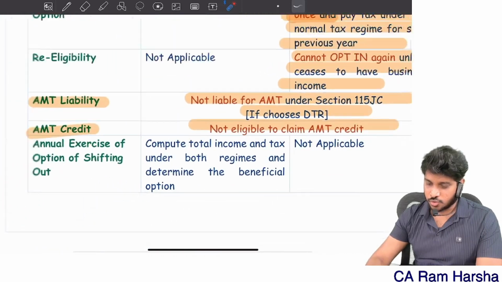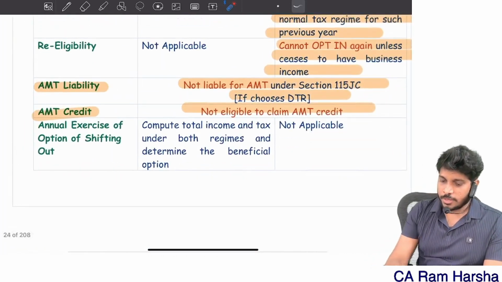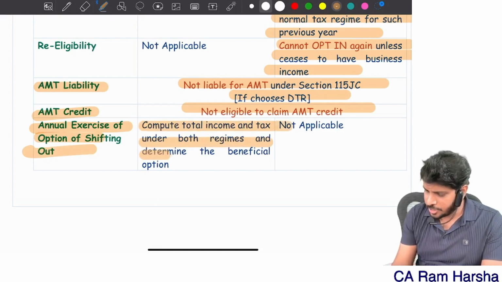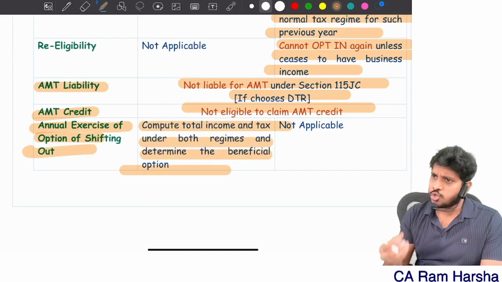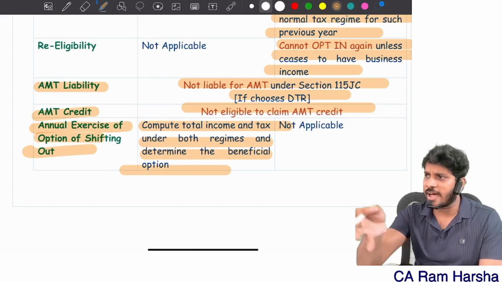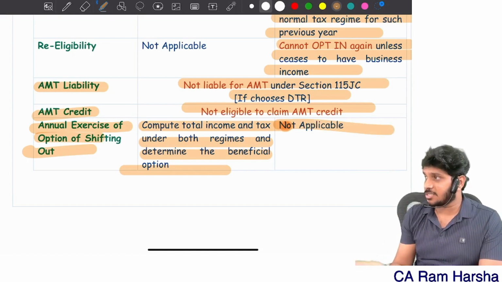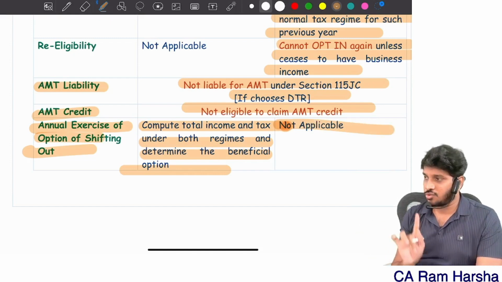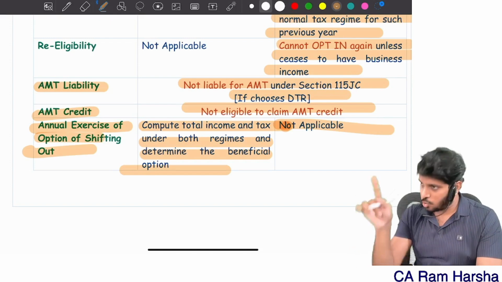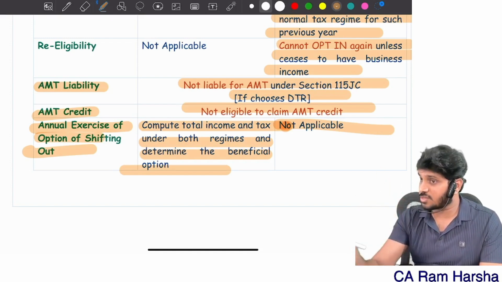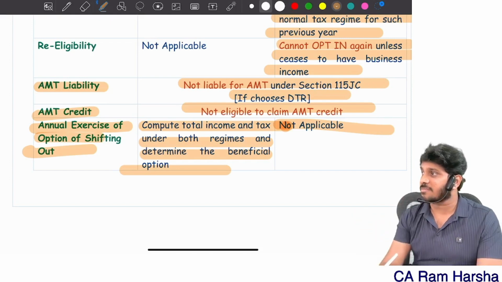So, the annual exercise of the option of shifting: compute income under both regimes and choose whichever is beneficial. This option is for SSEs who do not have business income. For business SSEs, this option of choosing every year is not applicable. You choose one time, declared forever. You can withdraw later, but one time withdrawal only. Once you withdraw, you can't come back into the default tax regime ever.